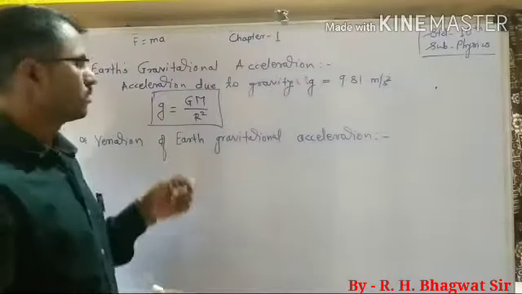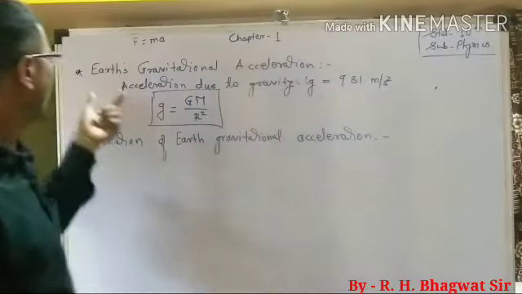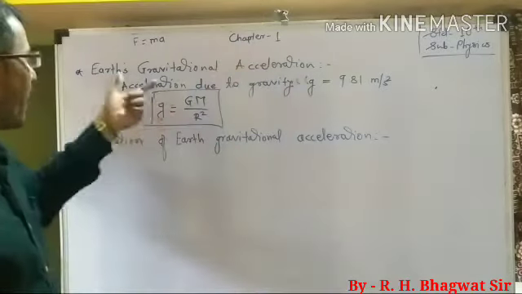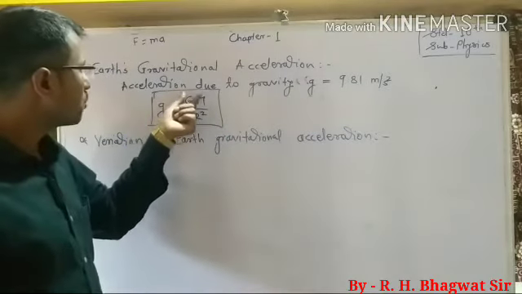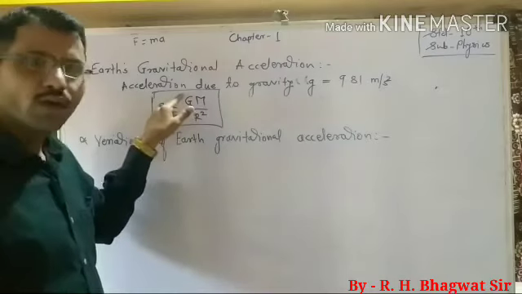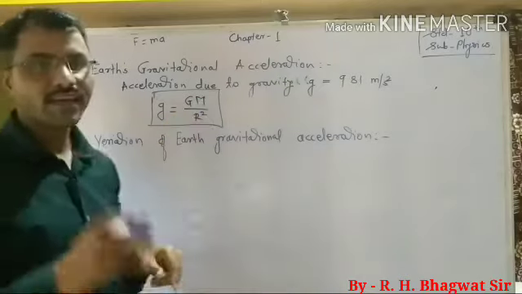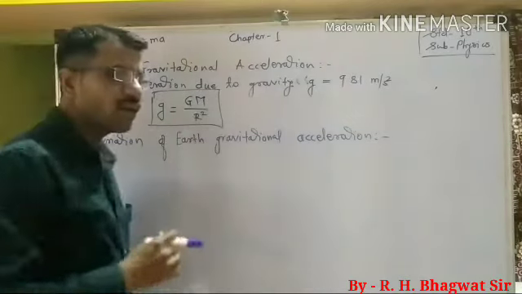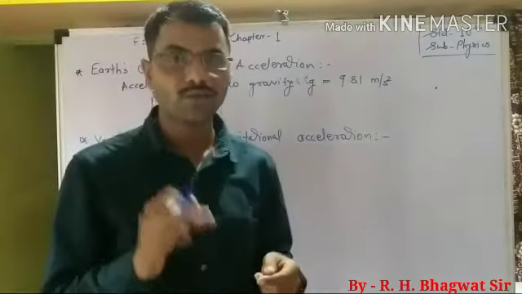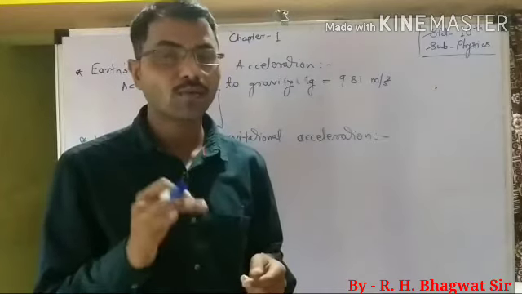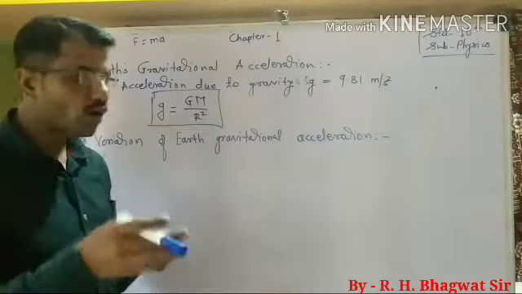Now, we have studied that the Earth's gravitational acceleration, or acceleration due to gravity small g, is given by the equation g equals G M upon R square, where G is the universal gravitational constant, M is the mass of Earth and R is the radius of Earth. All these quantities are constant, therefore the value of acceleration due to gravity always remains constant, having the value 9.81 meters per second square. But there is a slight change in the value of g on the Earth's surface.